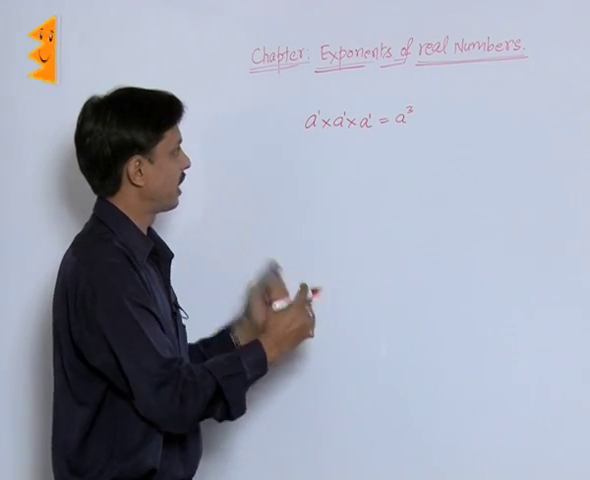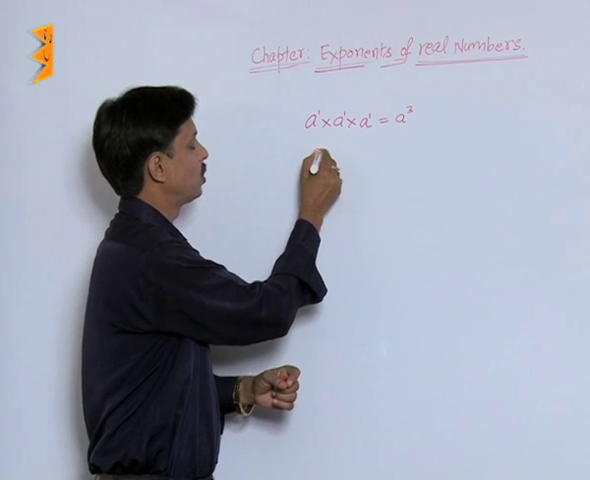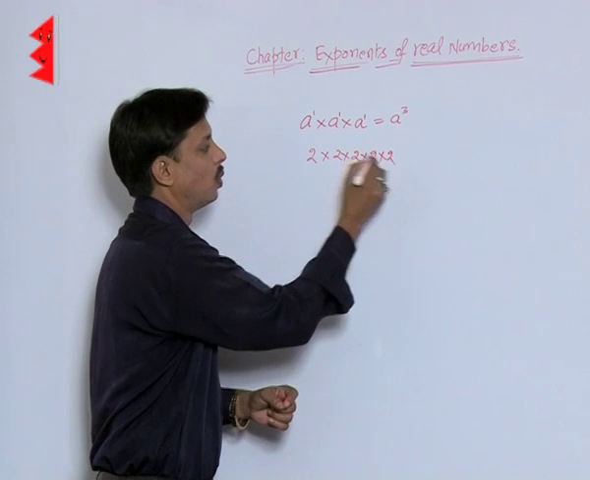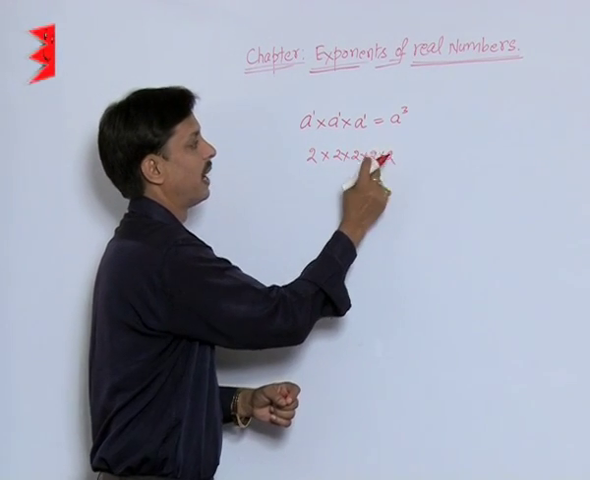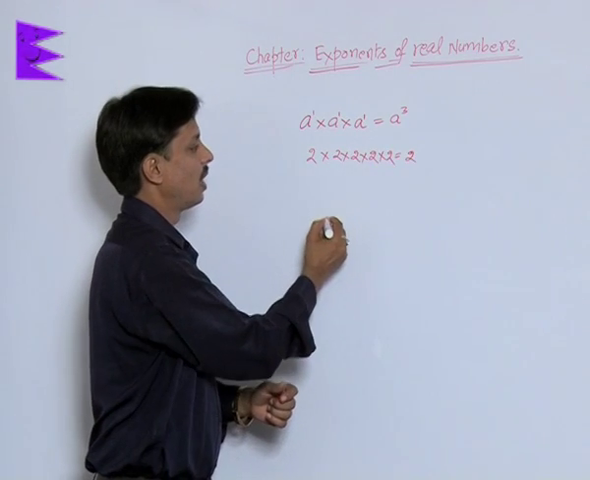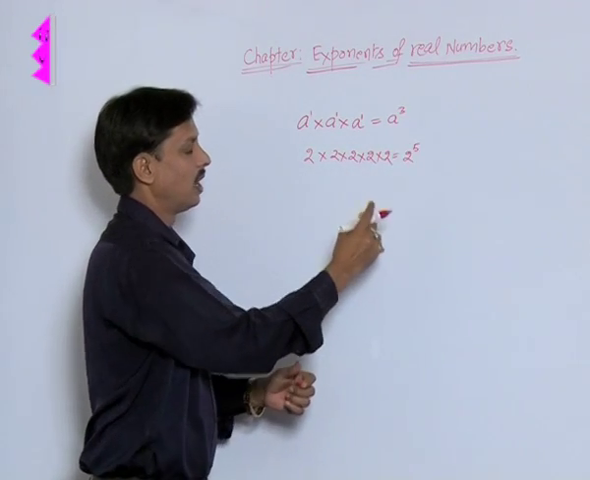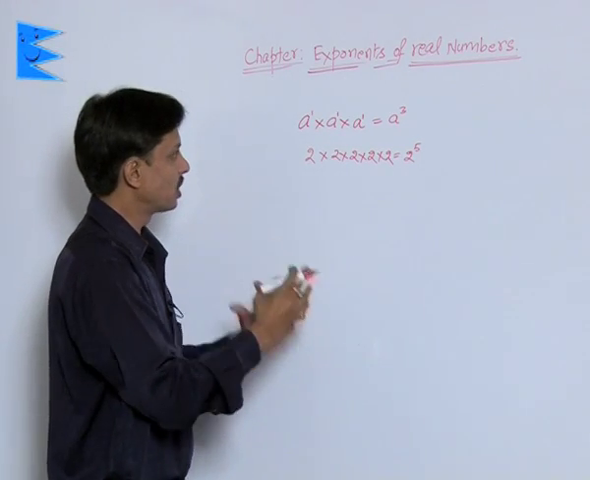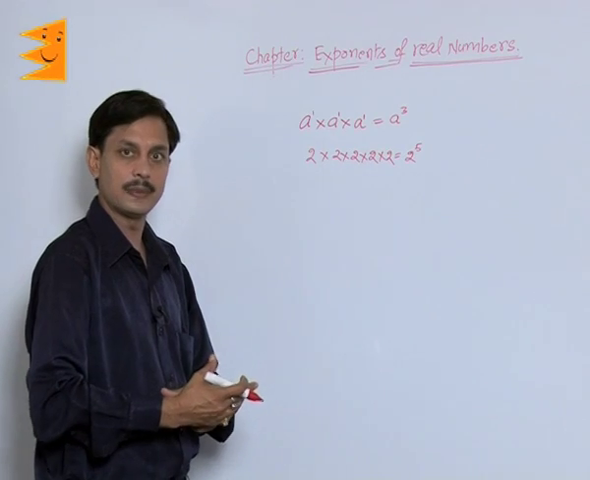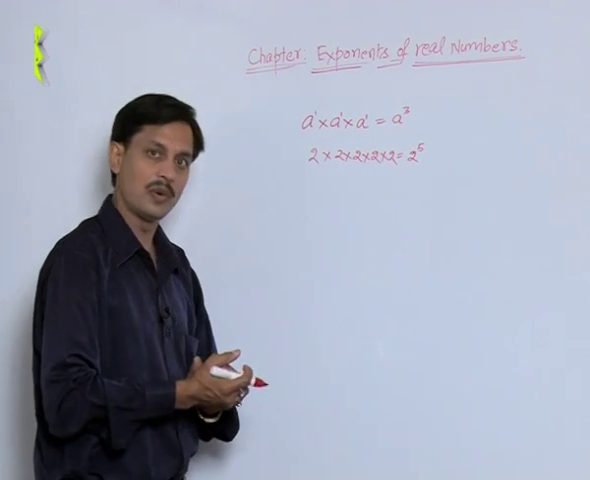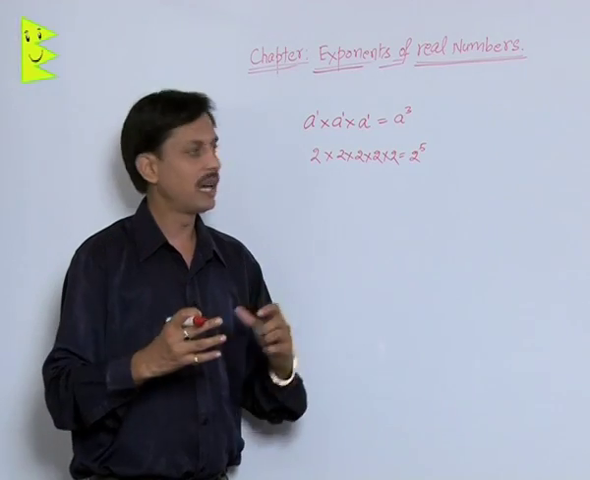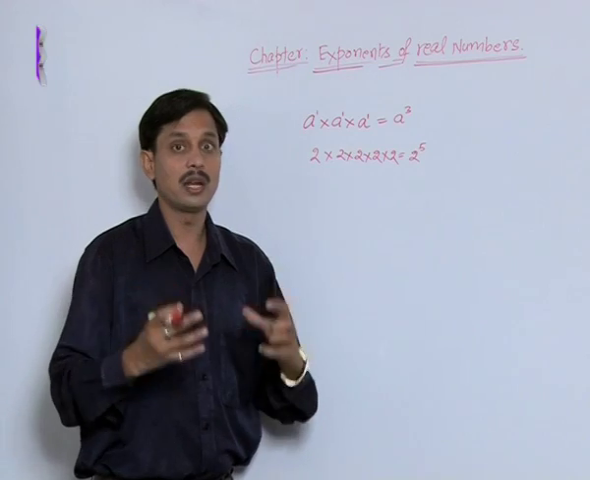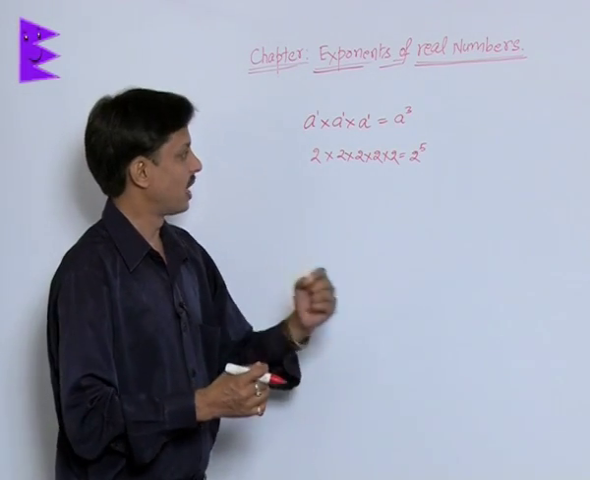So what is the exponent? If there is a base, suppose 2 into 2 into 2 into 2 into 2, that is 1, 2, 3, 4, 5, then the base is 2 and its exponent is 5, and this is known as 2 raised to the power 5. This kind of discussion will take place in the chapter on exponents of real numbers. As I want to explain a few problems also, before that, what are the rules?